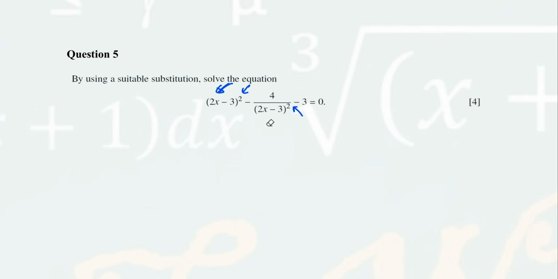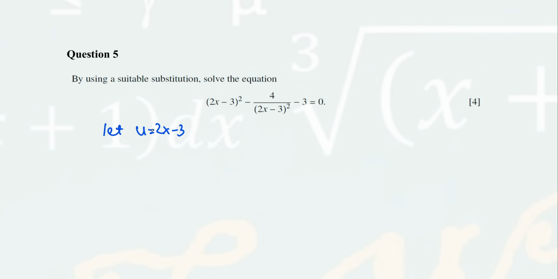What we need to do is I will just use substitution method to solve this question, and not direct expanding. Okay, so I will let u equals to 2x minus 3. If I let u be 2x minus 3, this is u squared, you see, u squared minus 4 over u squared minus 3 equals to 0. So at last, when I do expansion, this is u degree 4. So I don't want to get this.